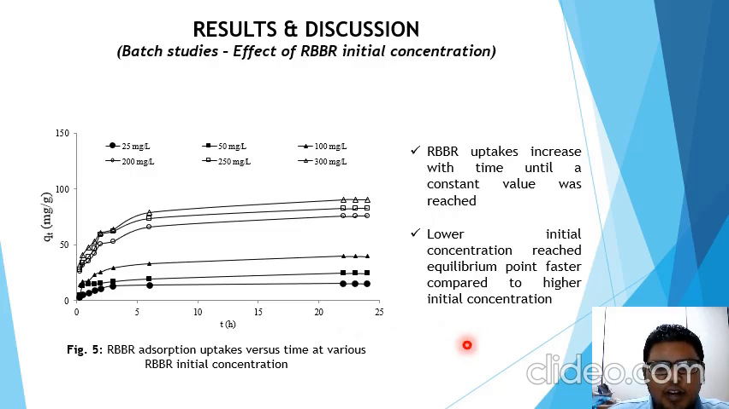It was also found that lower initial concentrations reach the equilibrium point faster compared to the higher initial concentrations. This is because at lower initial concentration, the ratio of the RBBR molecules to the available surface area is low as compared to the higher initial concentration.